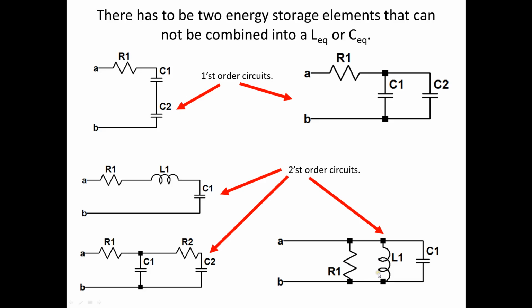Here's another second order system called the parallel RLC, and I have two energy storage elements that can't be combined. So we have second order, second order, second order. And sometimes, yes, the second order can have more than one of the same type element, but you just can't combine them. Otherwise it reverts back to a first order circuit.